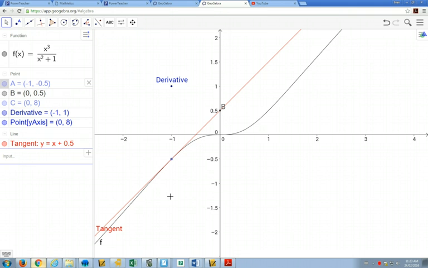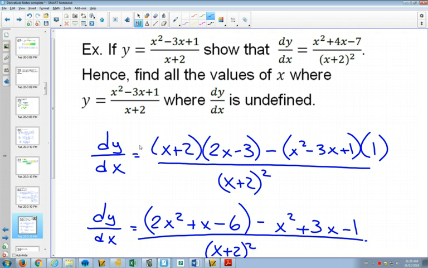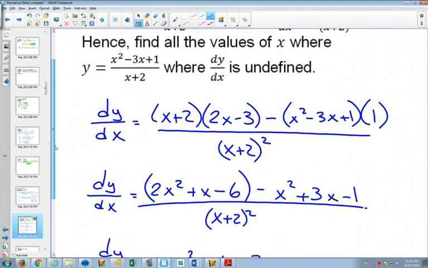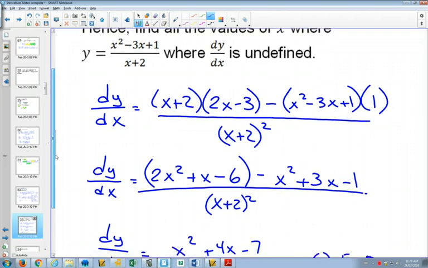Okay. All right, let's see how you did. So first, we find the derivative. That first line there is just using the quotient rule.